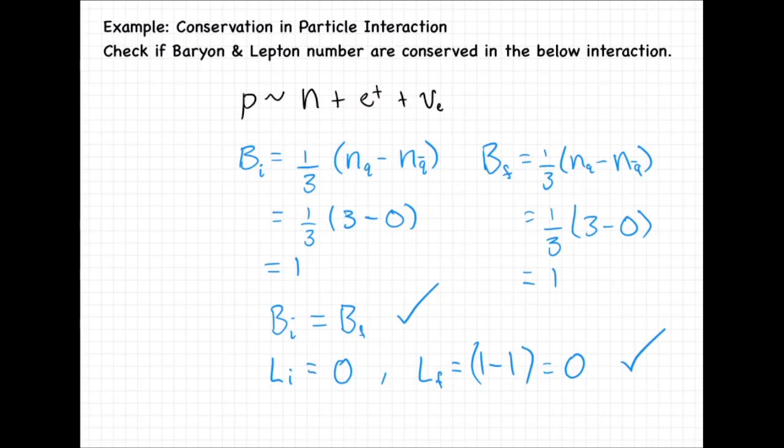Yeah? If we see a proton decay into a neutron, we should be finding a positron and an electron neutrino. If we don't find a positron and an electron neutrino, we either didn't measure them properly or something's gone wrong somehow, because these are always conserved.